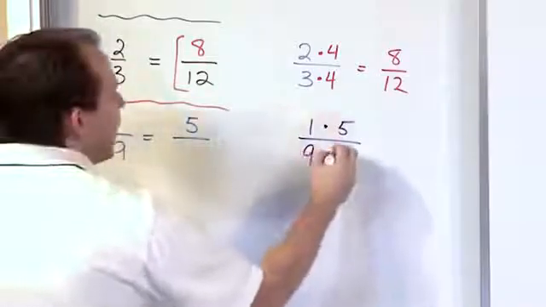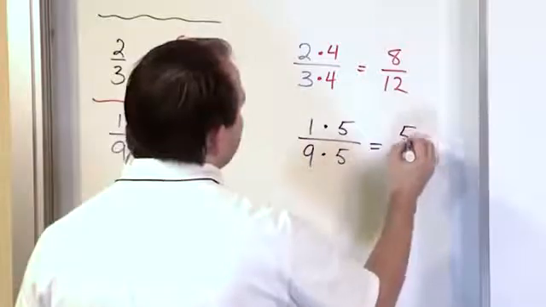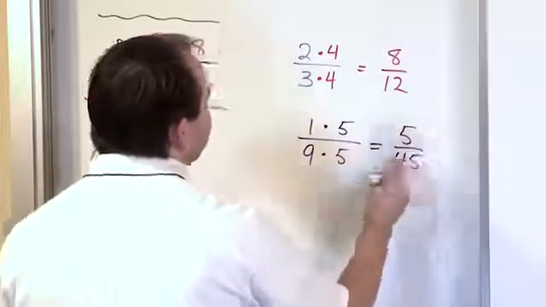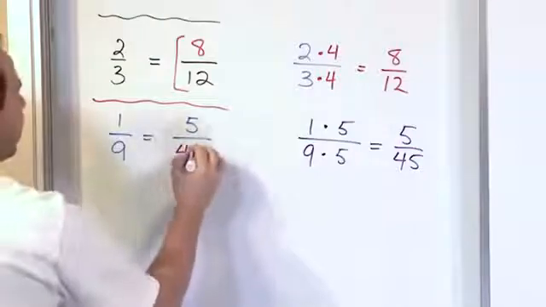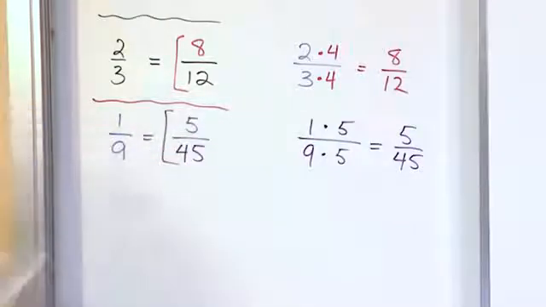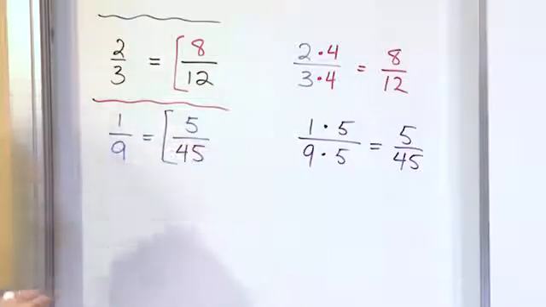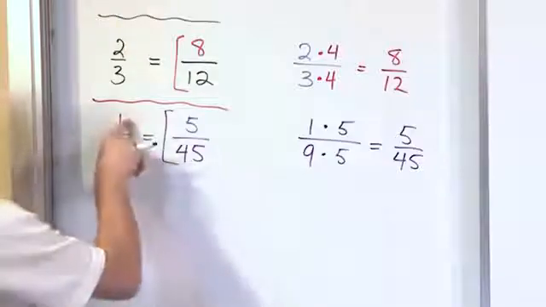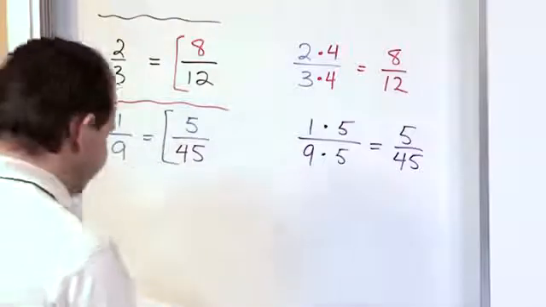But if I do it on the top, I'll also need to do it on the bottom. I have to keep it balanced. So I'll have 5 over 45 because 9 times 5 is 45. So what I'll have is 45, and this is the final answer. So in my problem, I was trying to show what this bottom fraction would have to be, and the only thing that it can be is 45 because I'm multiplying by 5 here, and so I have to multiply by 5 right over there.